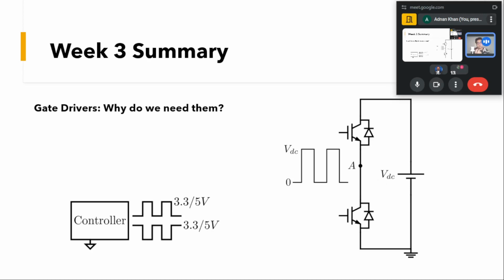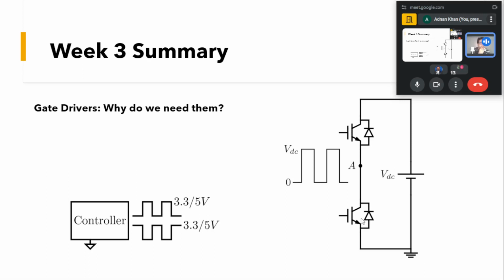Another reason is that the current level of this controller may not be sufficient. These controllers usually can supply current only in milliamps or microamps, but in order to turn on a device we may sometimes need current in amps. So these controllers may not be able to provide that level of current and voltage. Also, one thing, if you look at this H bridge, here we have two devices.